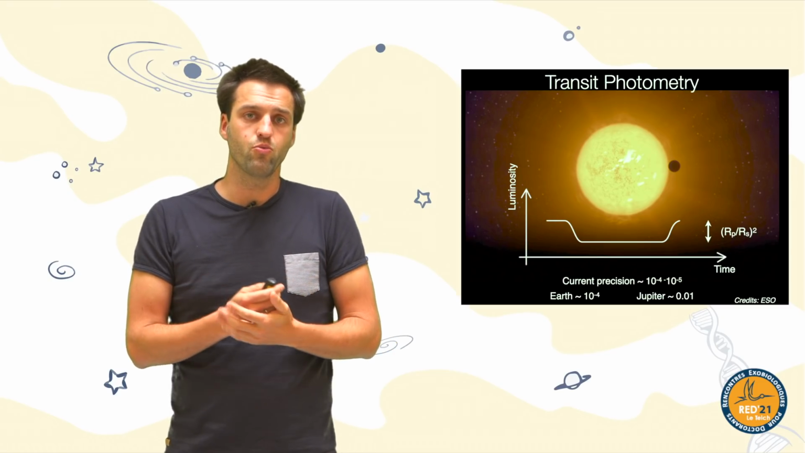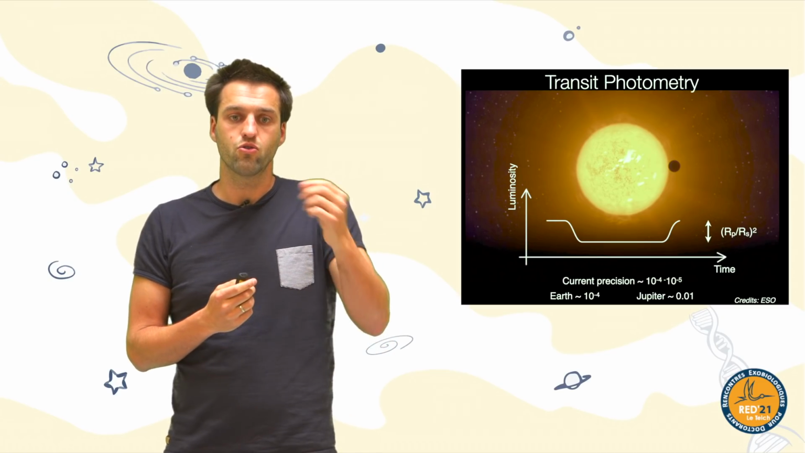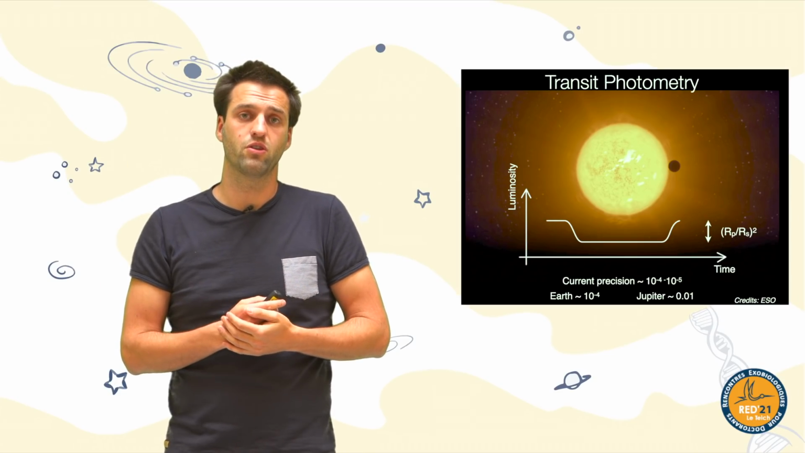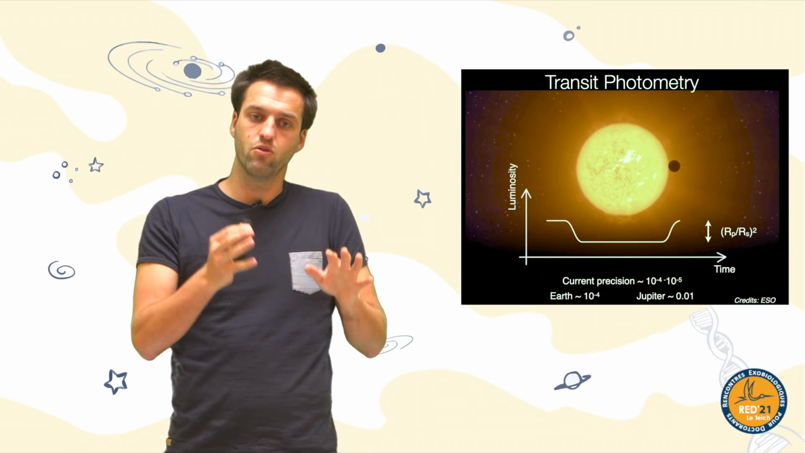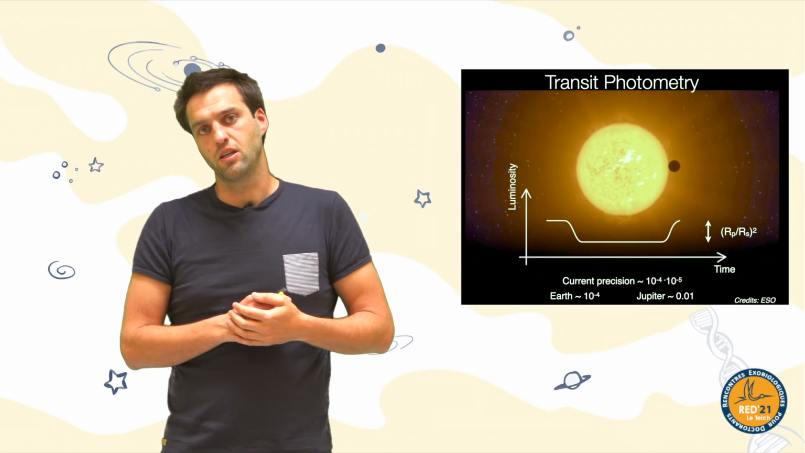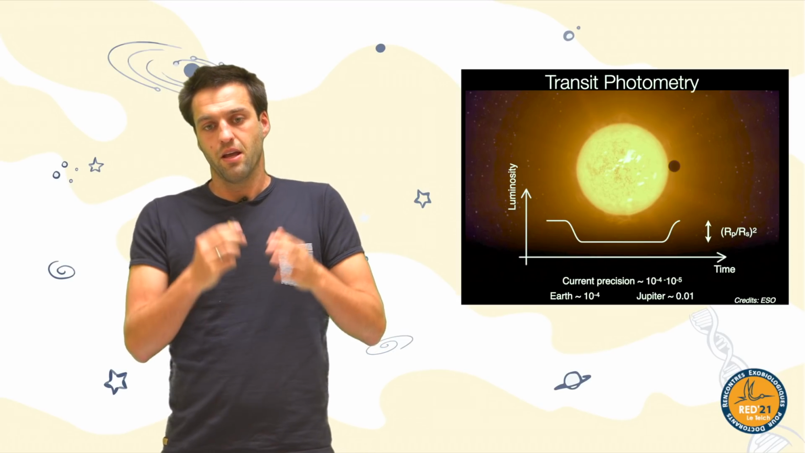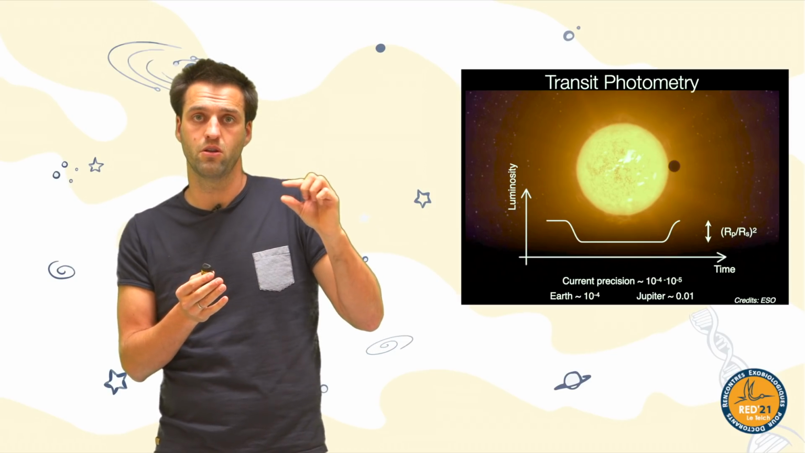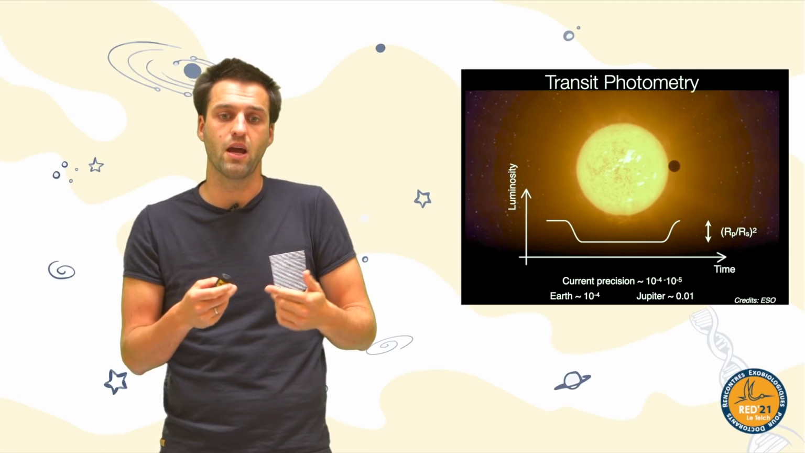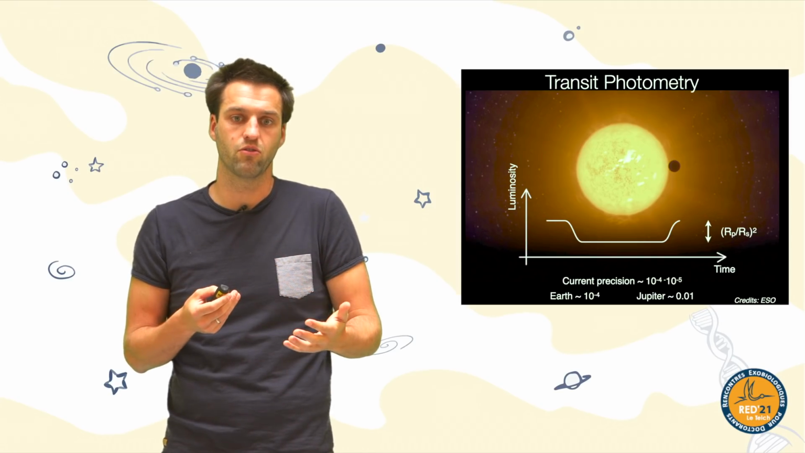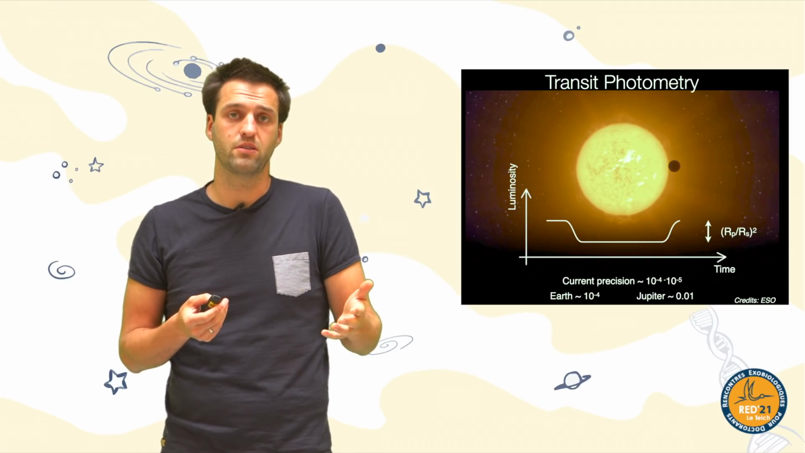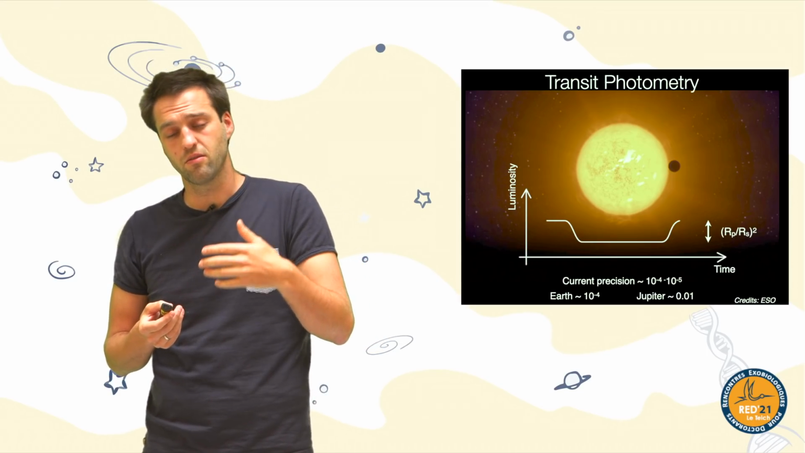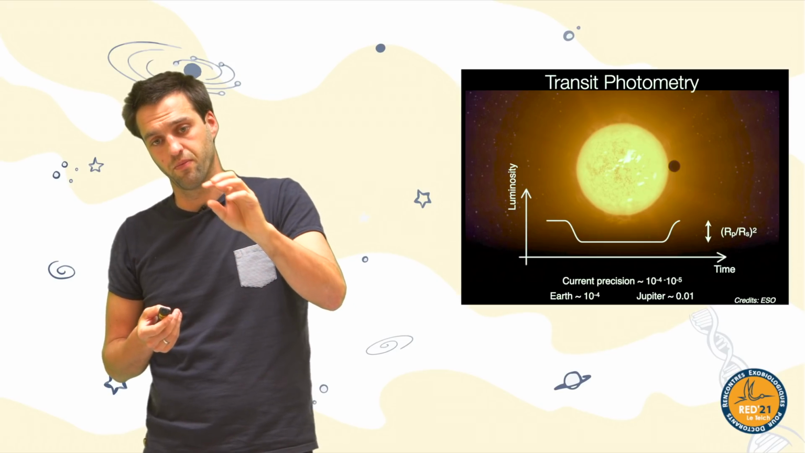Now, the current precision with this technique is a size contrast of about 10 to the minus 4, 10 to the minus 5. If we look again at numbers for Jupiter and the Earth around the Sun, the Earth is about 100 times smaller than the Sun. So in terms of area, it means that the contrast will be 10 to the minus 4. So it's barely detectable with this technique. And that's why we discovered, thanks to this, planets of the size of the Earth.